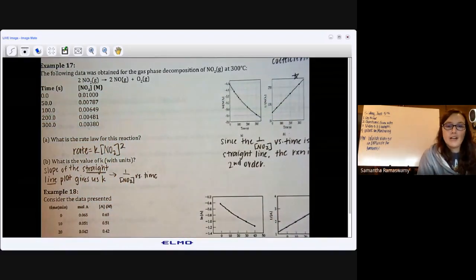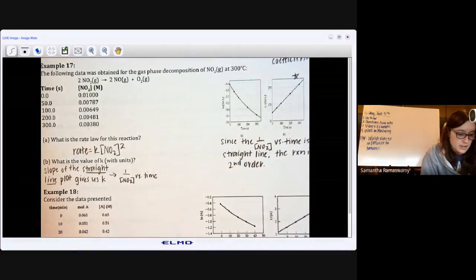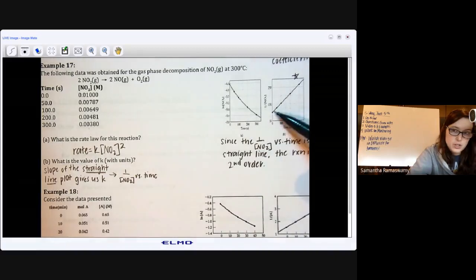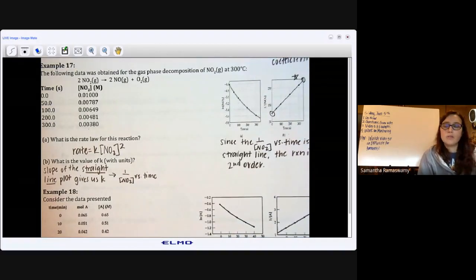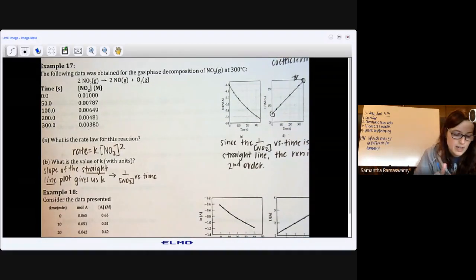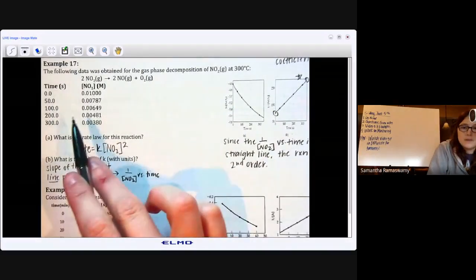So in order to find the rate constant, I need to find the slope of the 1 over concentration versus time graph. I need to know what are 2 points that I can use to solve for the slope. Now, if you look at this graph, it's really hard to estimate. It's hard to find points. Well, they give us the data over here.